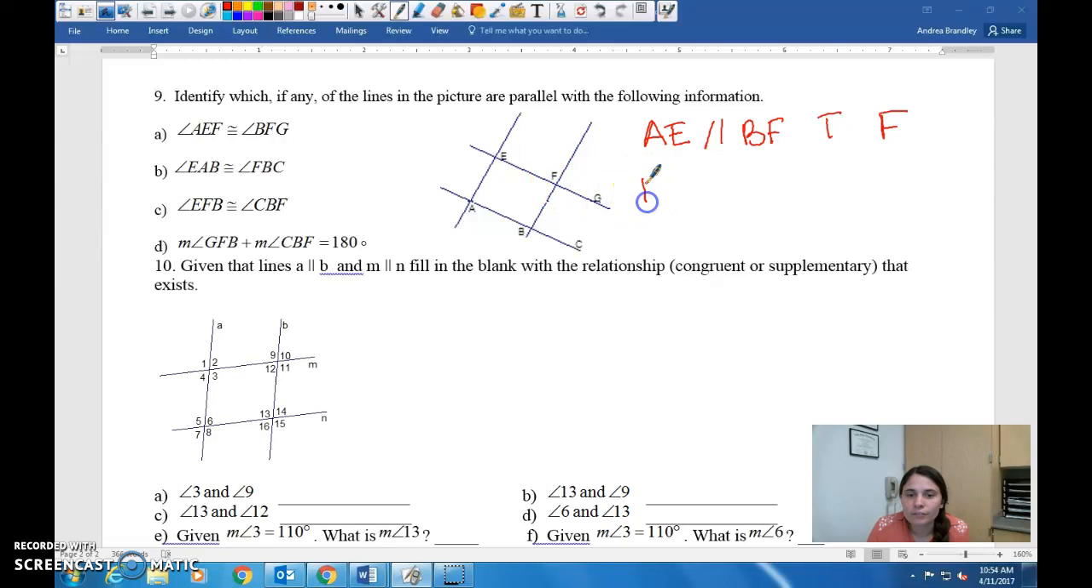Is EF parallel to AB? That could be true or false. So that's basically what this question is asking, and we'd go through these to decide if that's true.